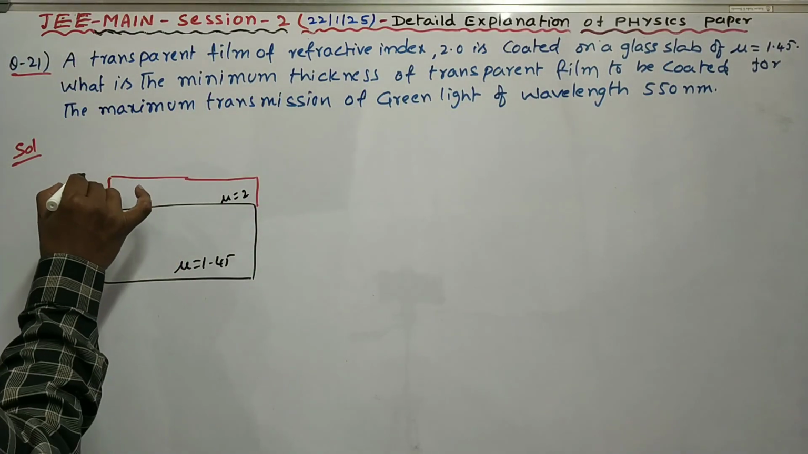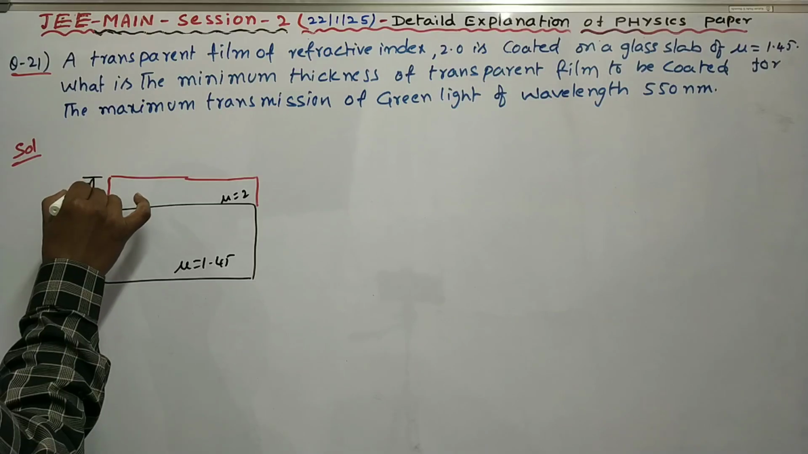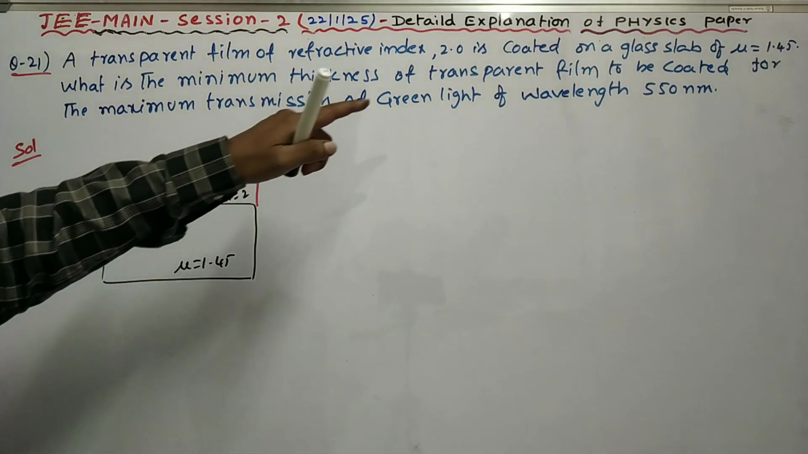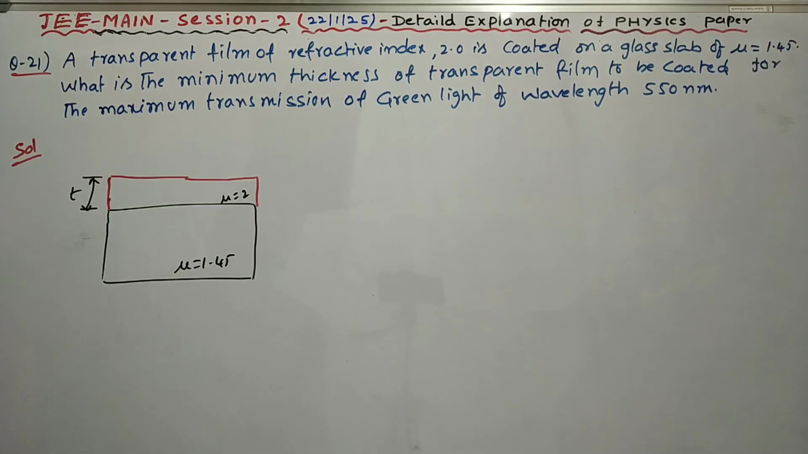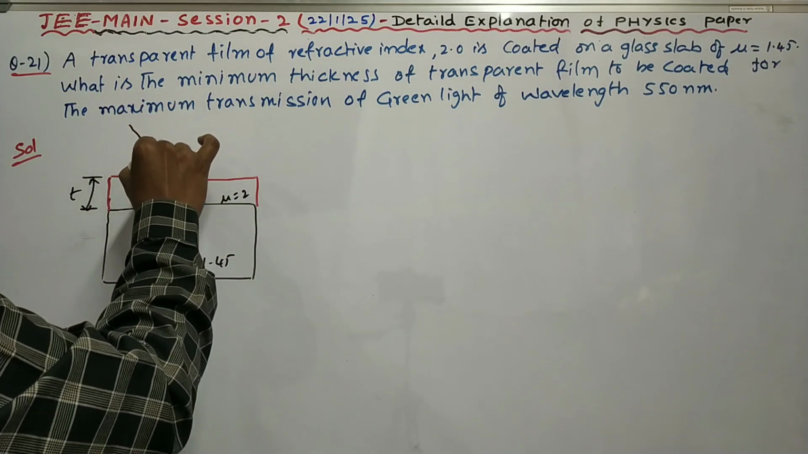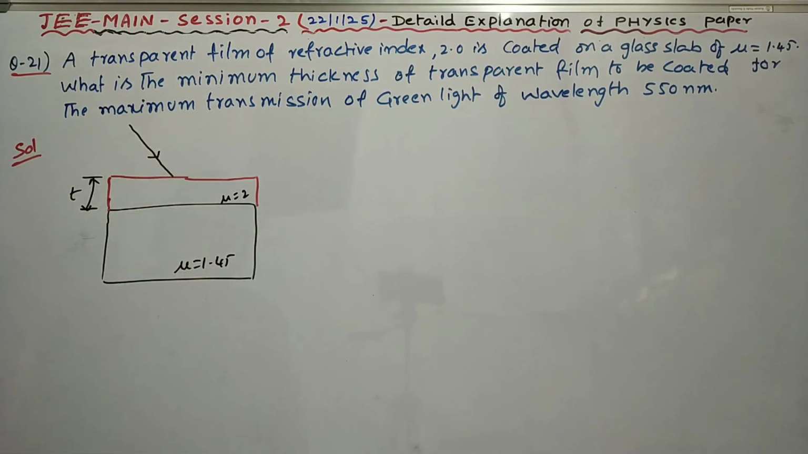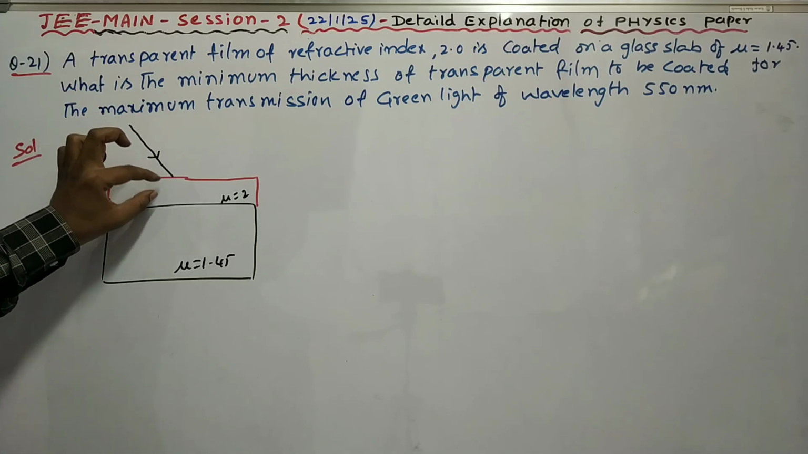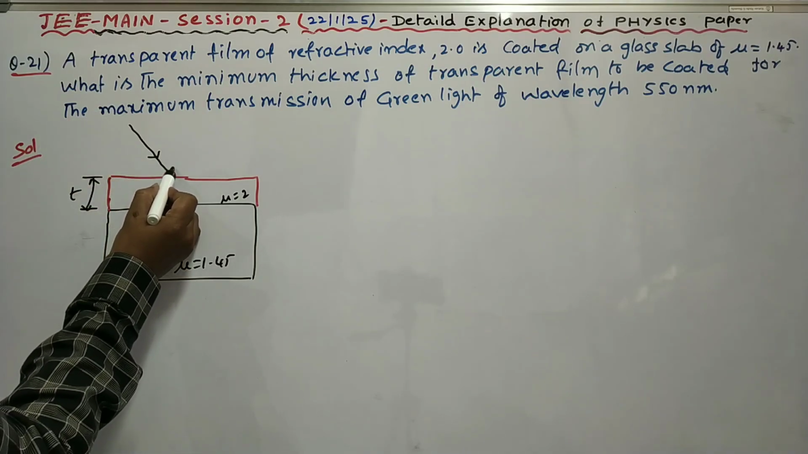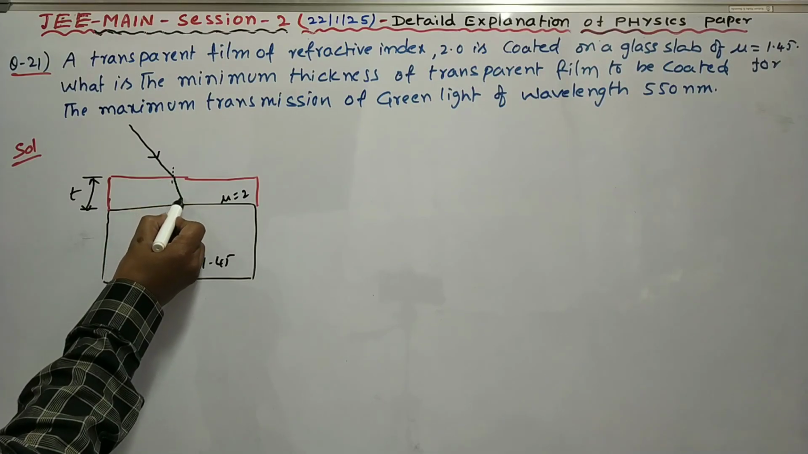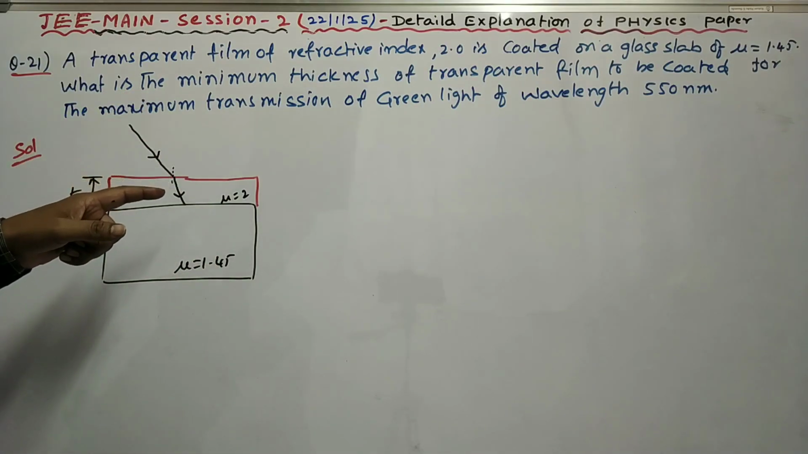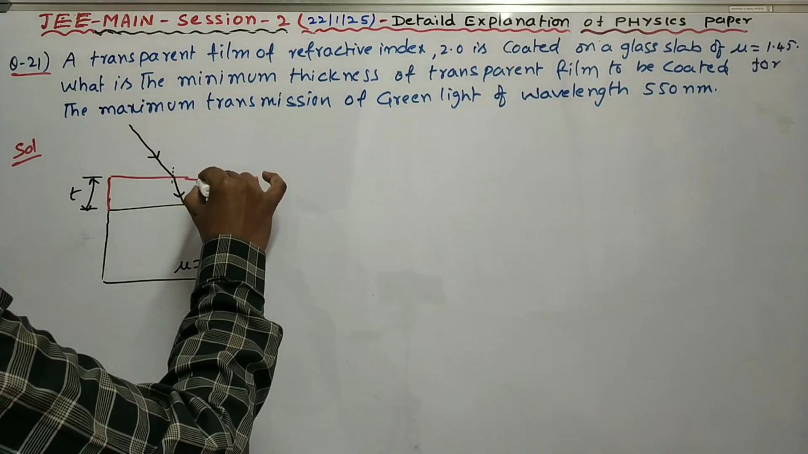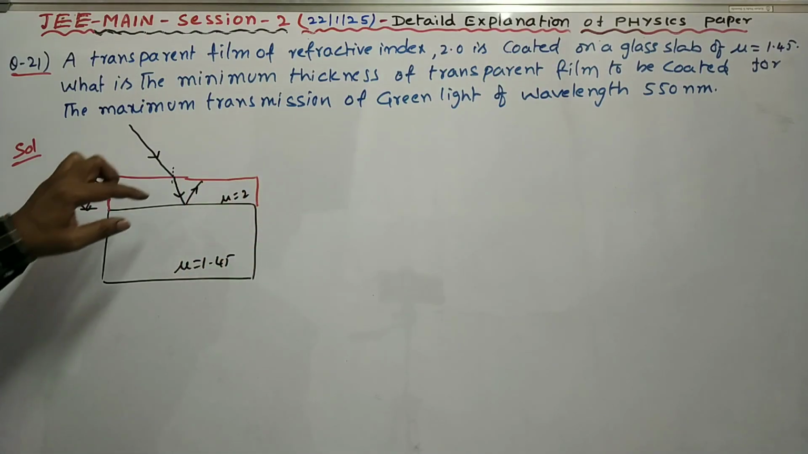What is the minimum thickness of this transparent film to be coated for the maximum transmission of green light of wavelength? Suppose a light of wavelength lambda is incident. What happens when light travels from one medium to another? It deviates from its actual path and bends towards the normal. Some of it is reflected back, following the laws of reflection.